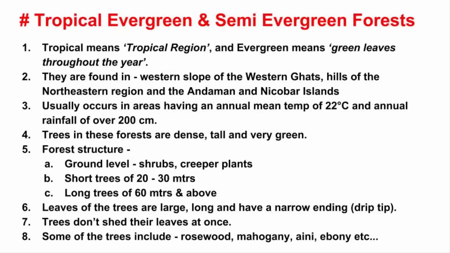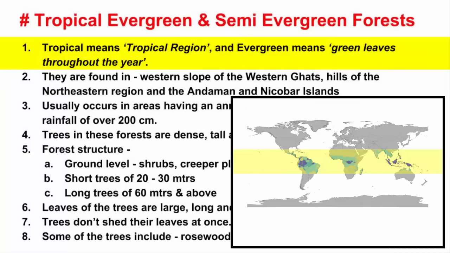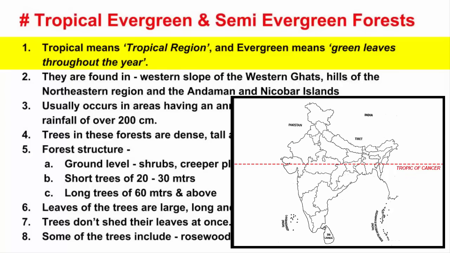The first one is tropical evergreen and semi-evergreen forests. Carefully look at the word tropical evergreen. We'll take the word tropical first. It means the tropical region, which is this place. I'll show you the region on a world map and on India map.